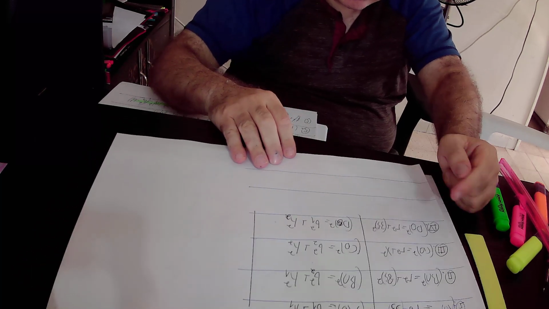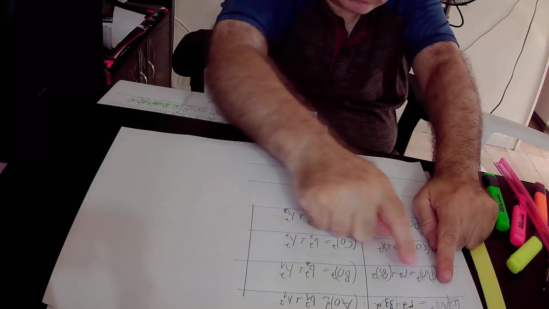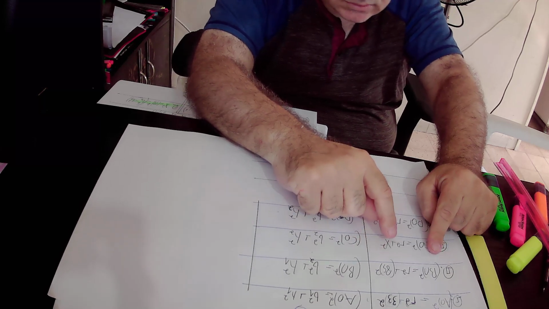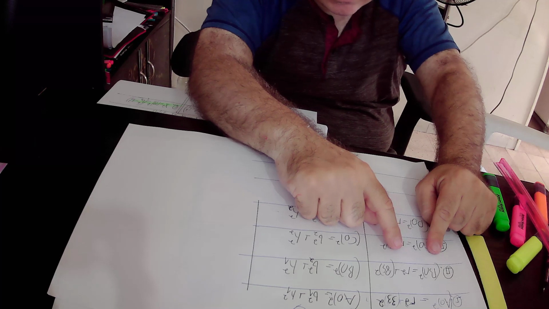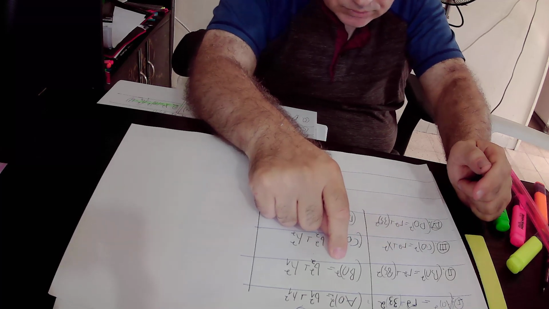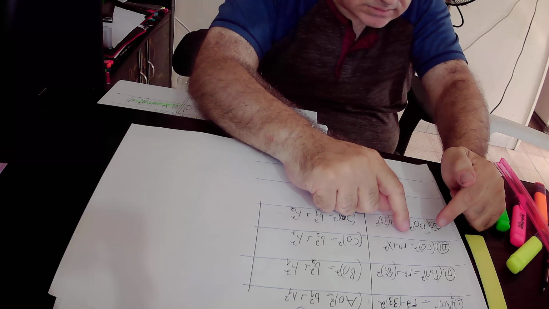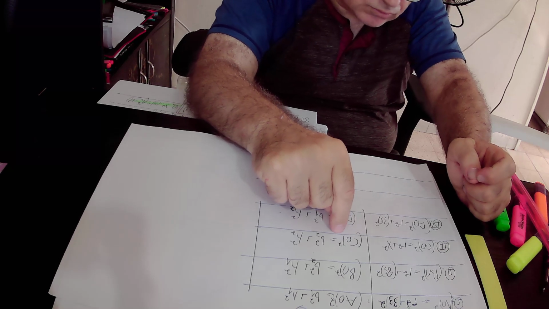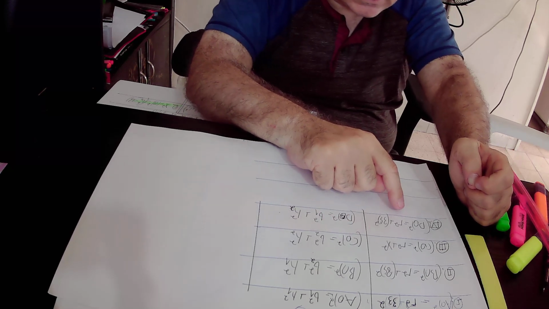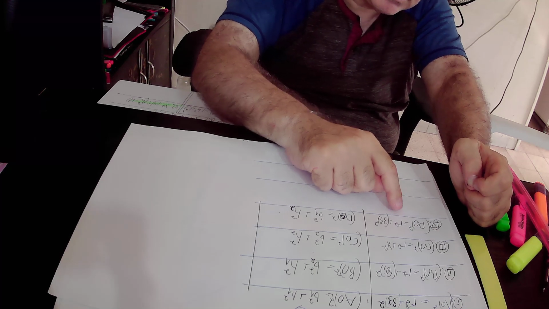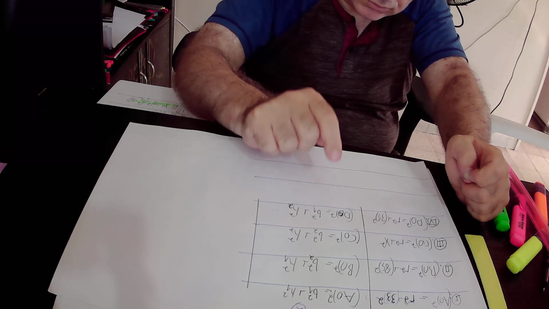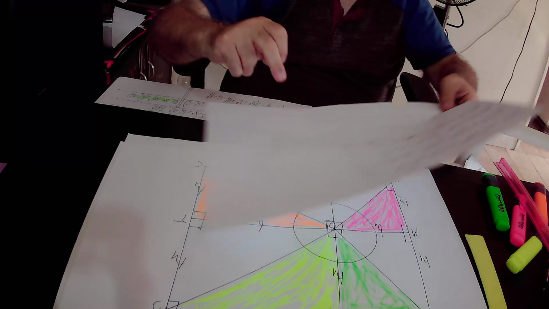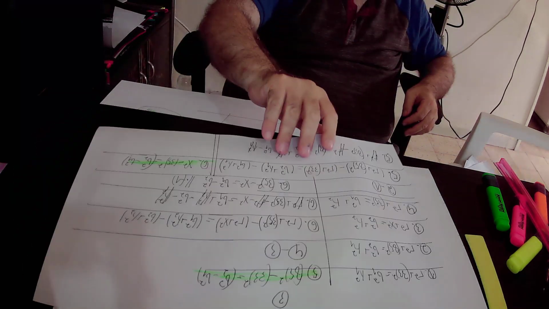Therefore, we created equation number 1 that states that AO square according to equation number 1 must be equal to AO square according to equation number 2. Then we created equation number 2 that states that BO square according to equation number 1 must be equal to BO square according to equation number 2. Then we created equation number 3 that states that CO square according to equation number 1 must be equal to CO square according to equation number 2. And finally, we created equation number 4 that states that DO square according to equation number 1 must be equal to DO square according to equation number 2. Those are the 4 equations that we created.